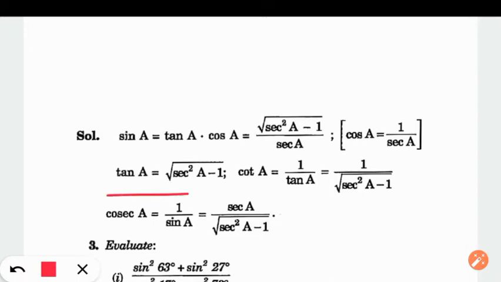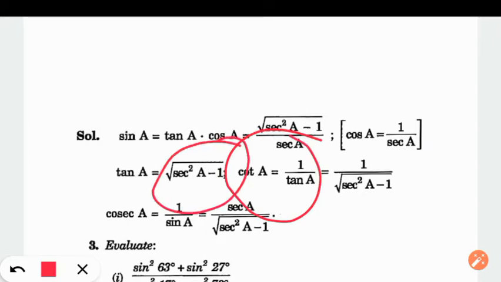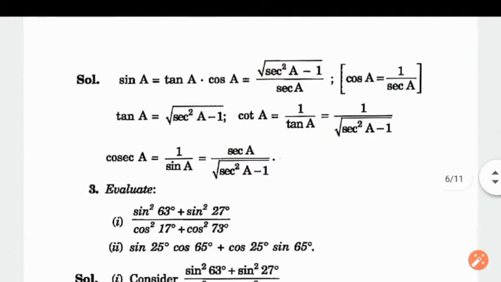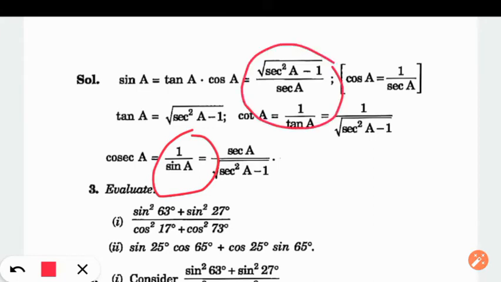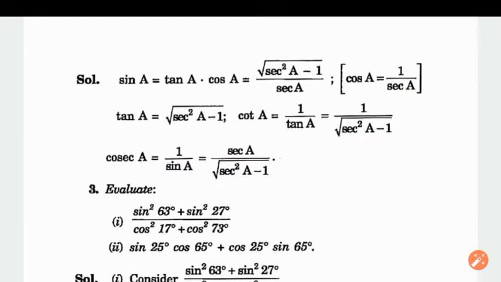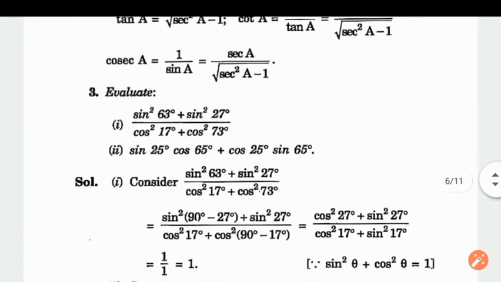Now tan A. Tan A we know it is root over sec square A minus 1, from the formulae which I have given above. Right? Now what about cot A? Cot A is 1 by tan A. So tan A is root over sec square A minus 1. What is the reciprocal of this? 1 by this. Now sec A. Sec A we know it is 1 by sin A, and sin A we know this. So reciprocal of this gives you this. Done.